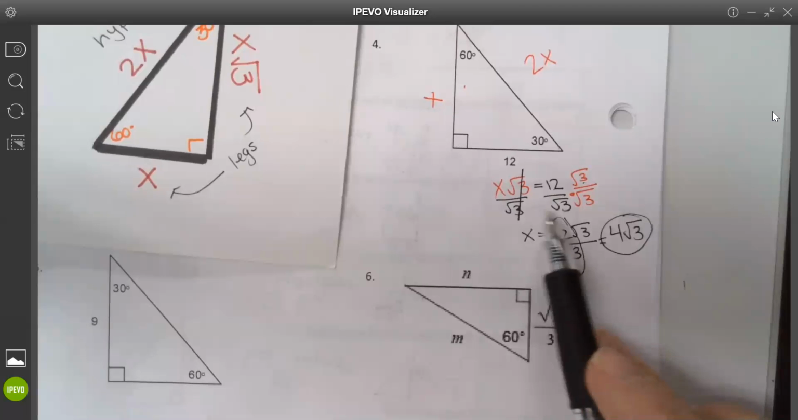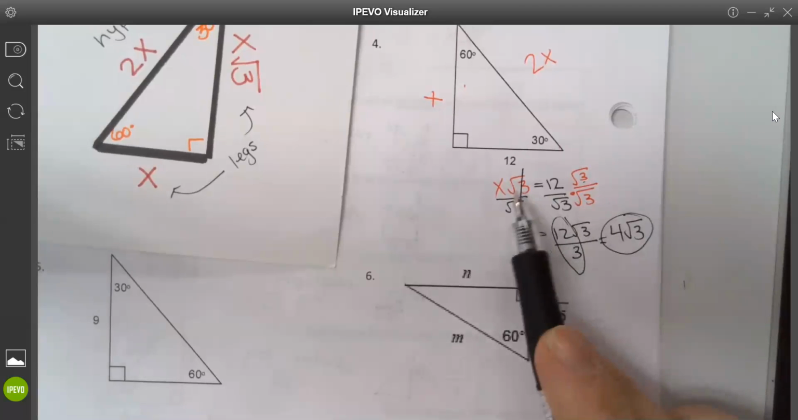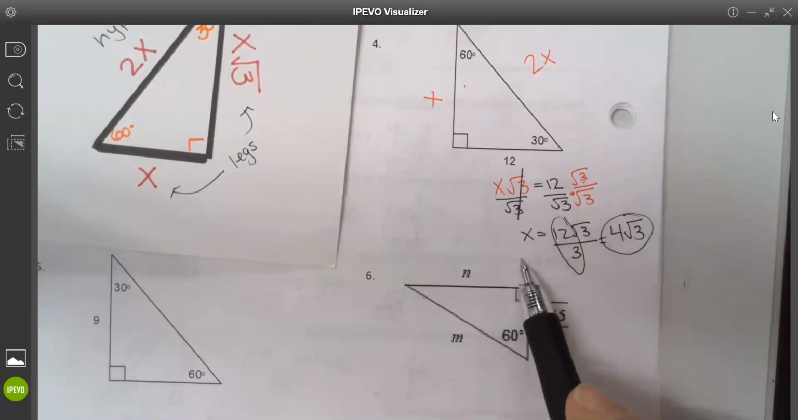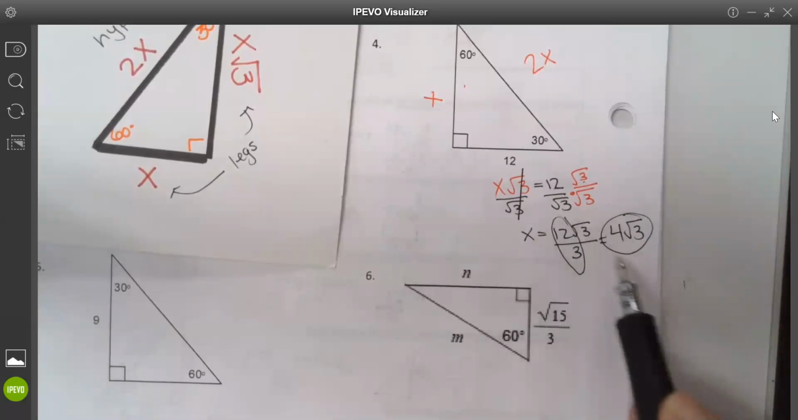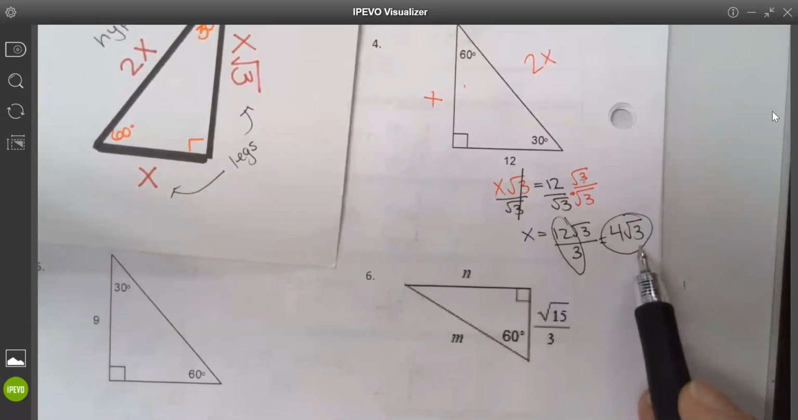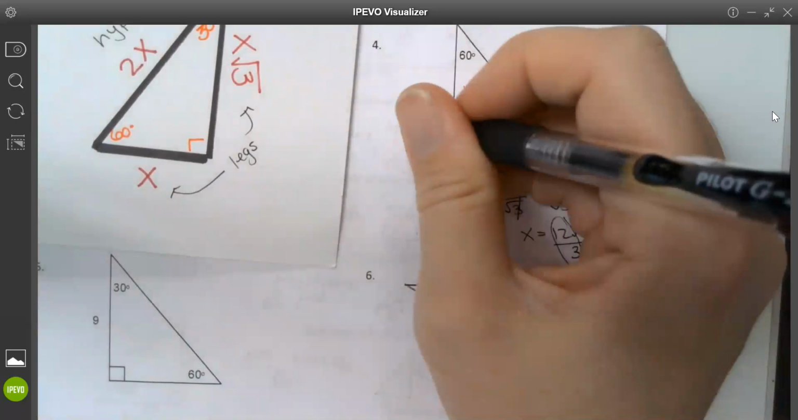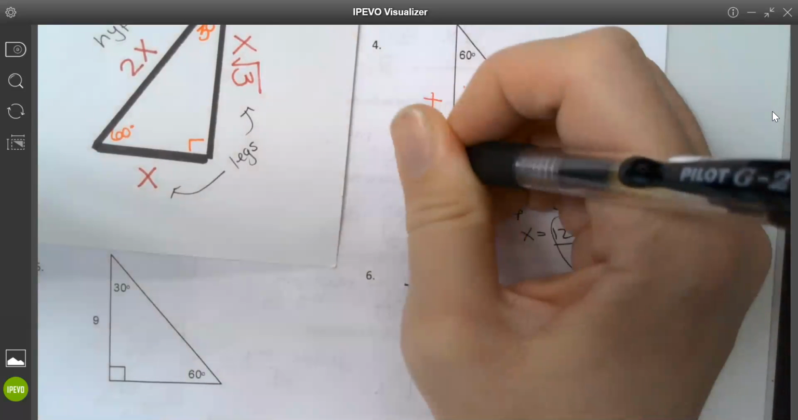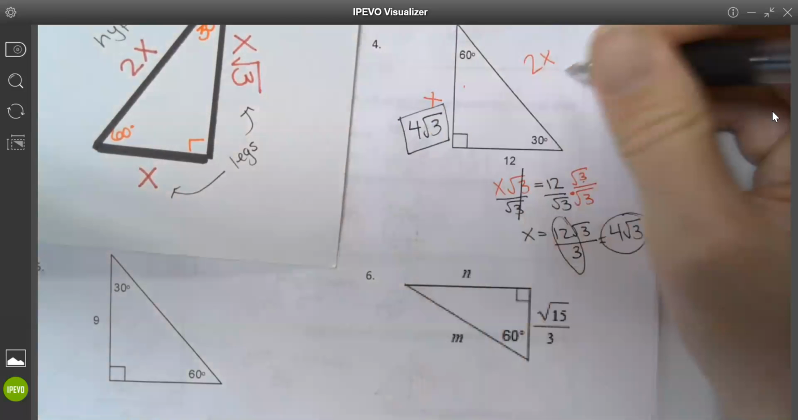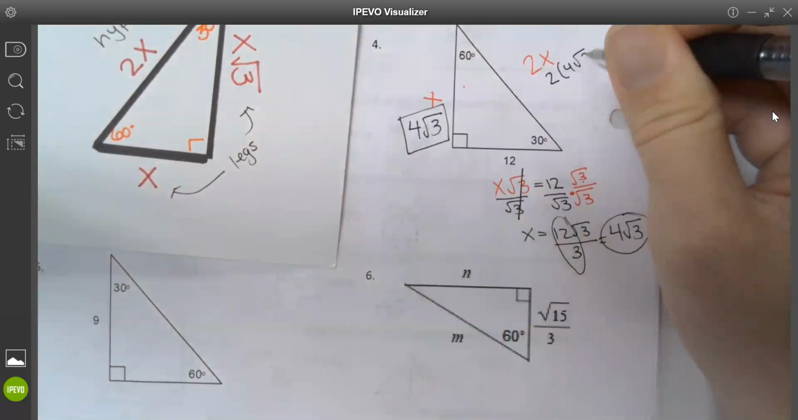That process we just went through was saying, I have the x rad 3 side, I need to figure out what x is. x is 4 rad 3. Now that I know what x is, I'm going to plug that in. So this side is just x, it's 4 rad 3. This side is 2 times x.